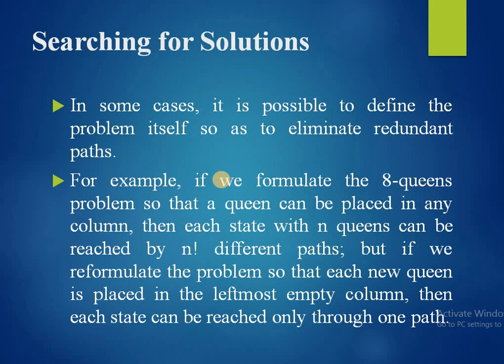In some cases, it is possible to define the problem itself so as to eliminate redundant paths. For example, if you formulate the 8 queens problem, which we discussed in the previous video in the case of toy problems, so that a queen can be placed in any column, then each state with n queens can be reached by n factorial different paths. But if we reformulate the problem so that each new queen is placed in the leftmost empty column, then each state can be reached only through one path.